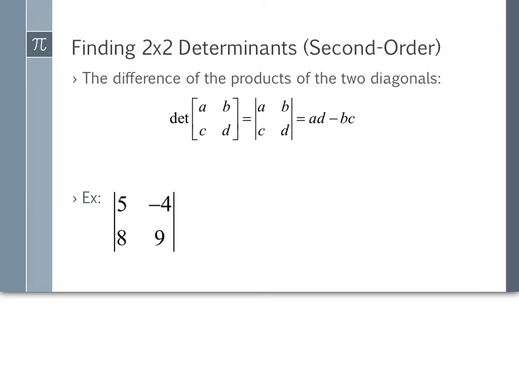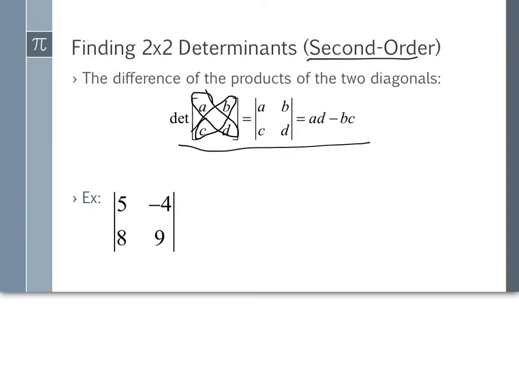When you have a 2x2 matrix and you want to find its determinant, another name for that, as it says here on the slide, is a second order determinant. You don't necessarily need to know that vocabulary. The idea for a 2x2 determinant is you just take the two diagonals, multiply them, and subtract them. In this formula, we do A times D, and then we subtract B times C.